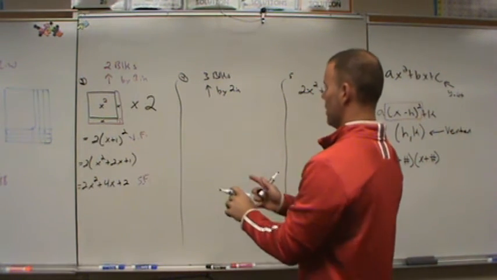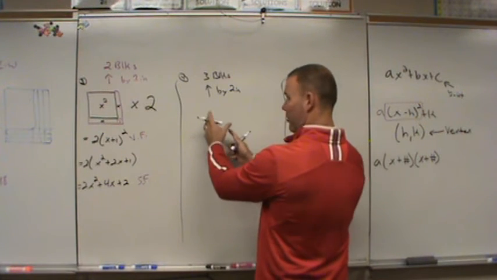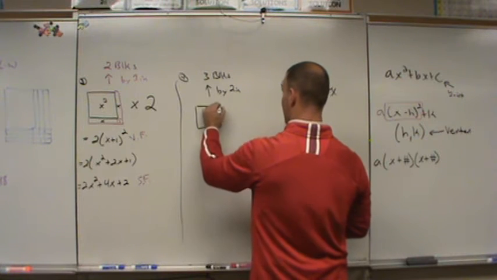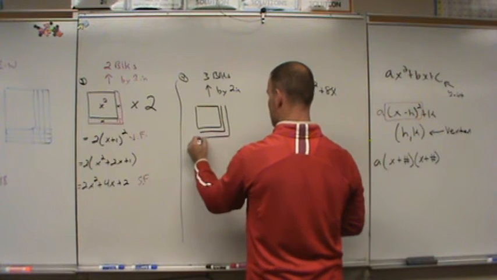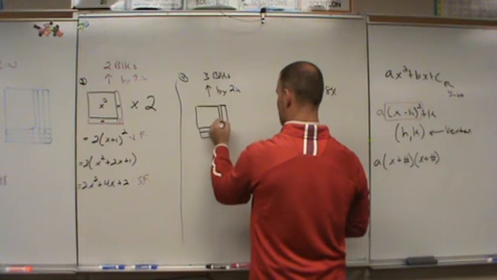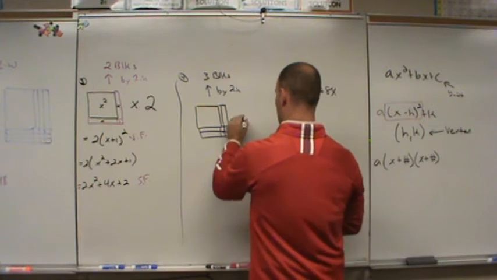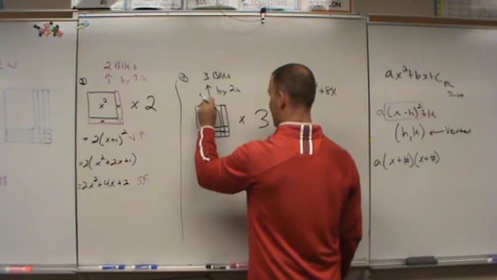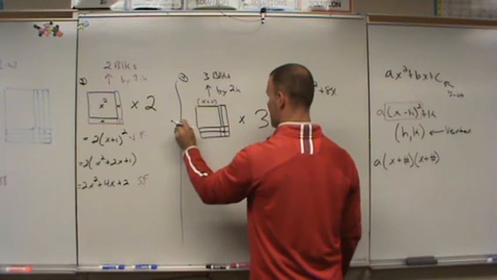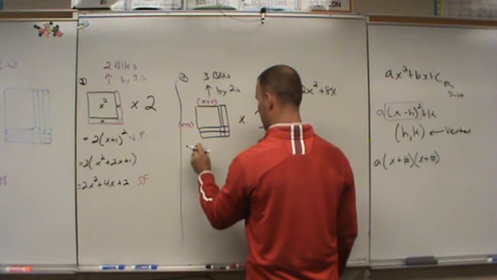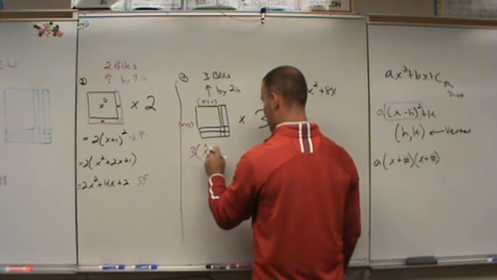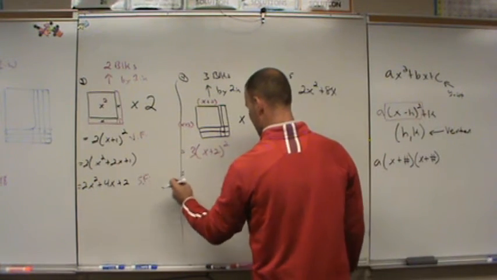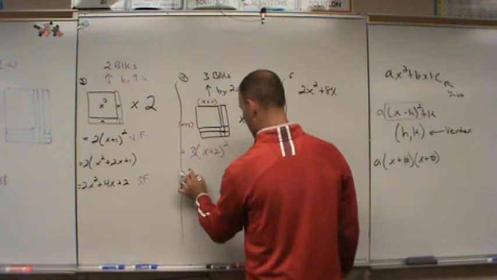So again, here's a shortcut. I'm going to draw a third, essentially, of my model. Here's my original square, increased by 2 inches on each side, but this is times 3. So now when I draw my models, x plus 2 on each side. So I know that I'm going to have 3 times x plus 2 squared. There's one version.